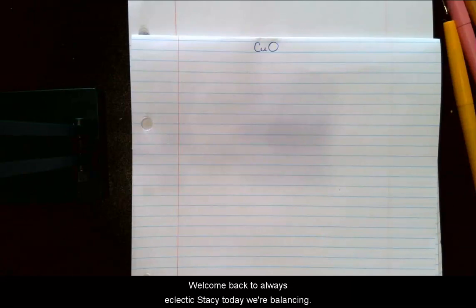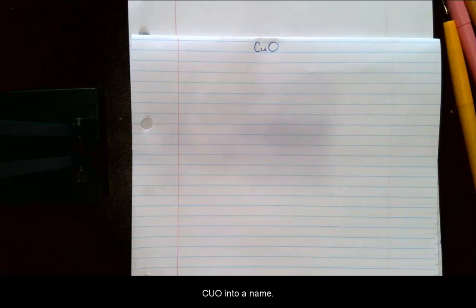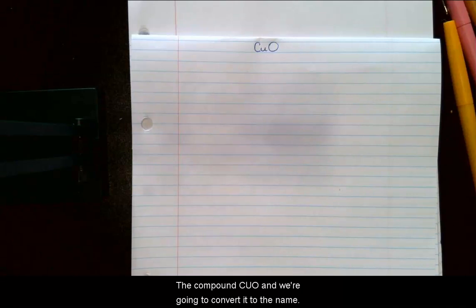Welcome back to Always Eclectic Stacy. Today we're balancing CuO into a name. So we're taking the compound CuO and we're going to convert it to the name. The first thing we always have to do is to determine whether it's an ionic compound or a covalent compound.